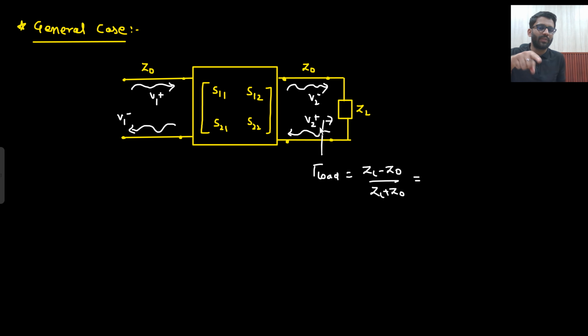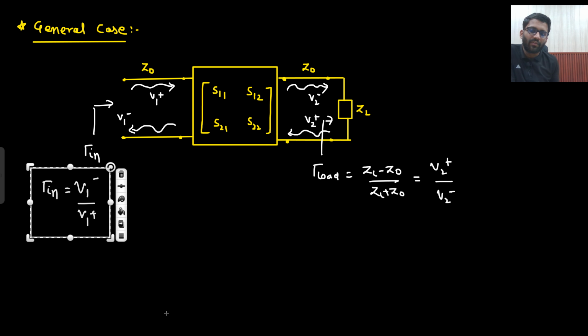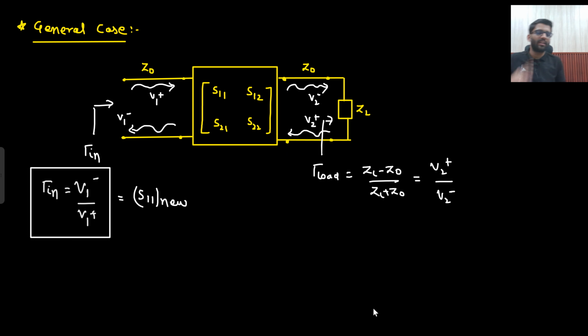This gamma load will be equal to the reflected wave, which is V2 plus, divided by the incident wave, which is V2 minus. What we are finding is gamma in here. What is your gamma in? Gamma in will be reflected by incident, sorry, reflected divided by incident. So reflected is V1 minus divided by V1 plus. This is what we are finding, V1 minus divided by V1 plus. You can call it S11 new as well. So for the general case, we are seeing it.